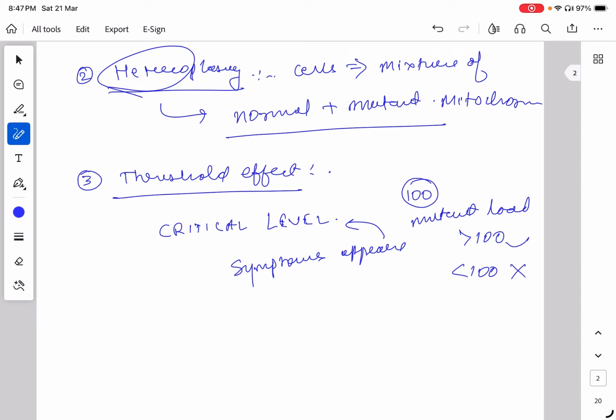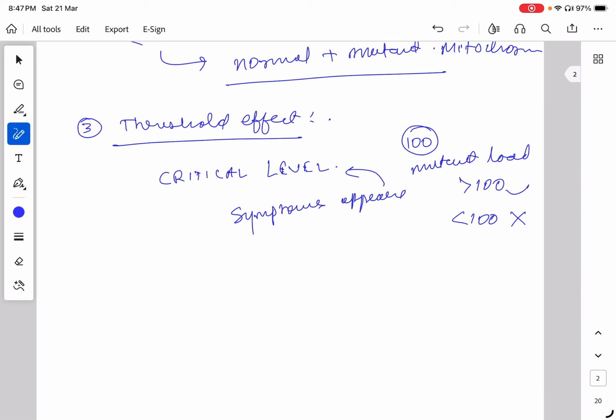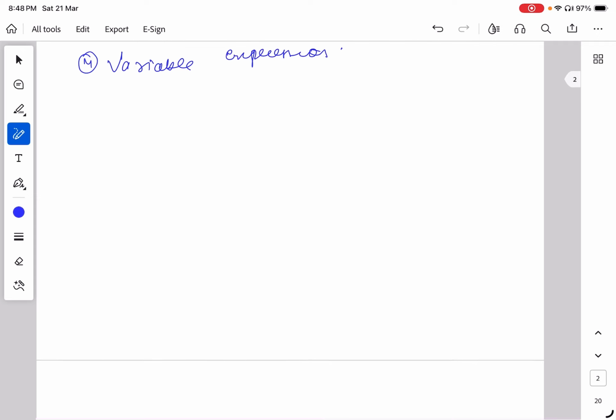So this is again a feature of mitochondrial diseases, and variable expression is also there. So this is about variable expressivity. In some persons, the disease is expressed more aggressively, while in others it is expressed in a mild manner. So variable expression is another feature of mitochondrial inheritance. So this was about genetics.